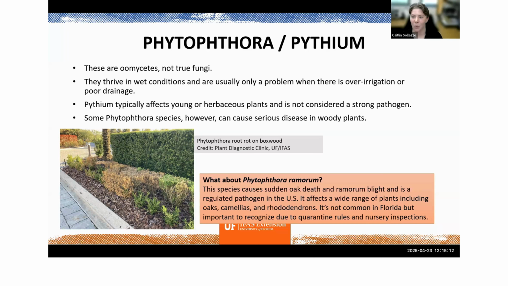You know, all fungi kind of like wet conditions, they need that. But oomycetes even more so. They really like the wet conditions. So if you have an issue with Pythium and Phytophthora, it's most likely due to drainage issues or overwatering issues.